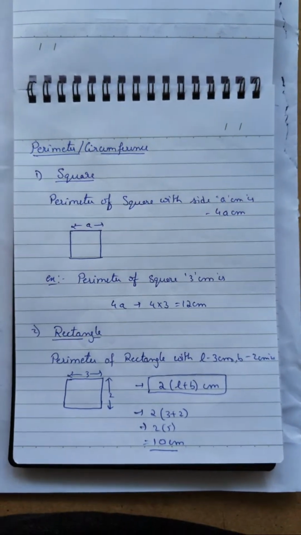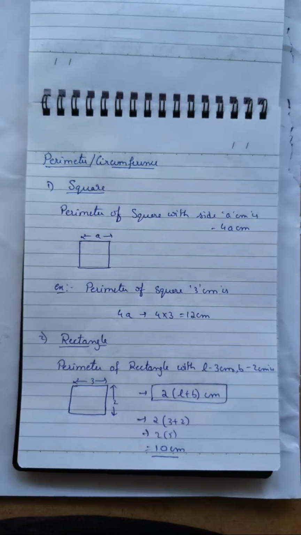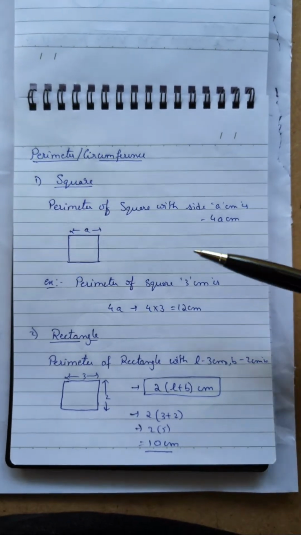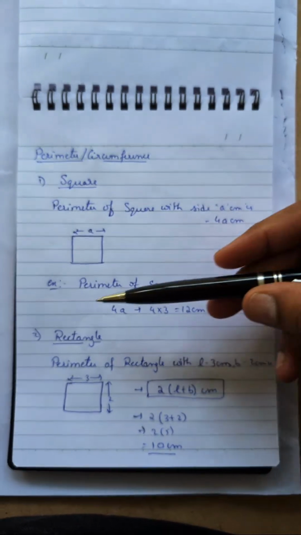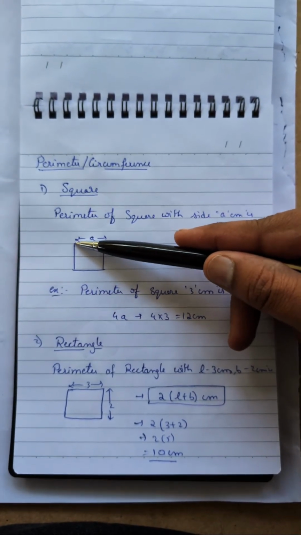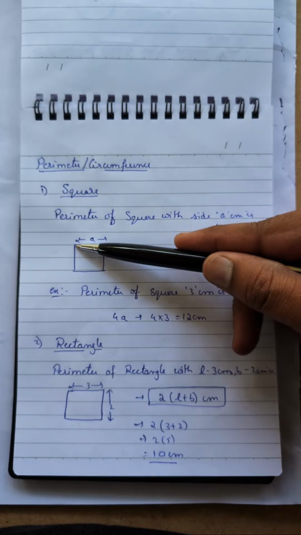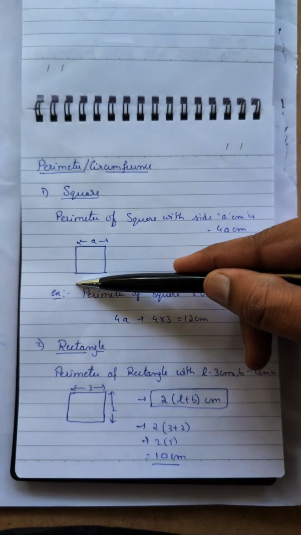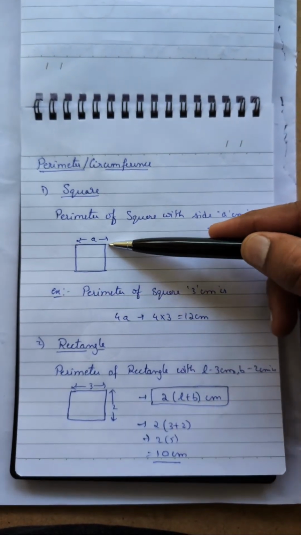Let's see perimeter, that is circumference, for each shape. So for square, what is the perimeter of square? Square perimeter is nothing but the total distance of the border. For square, this is just starting from here and again ending at this point. So 1, 2, 3 and 4.